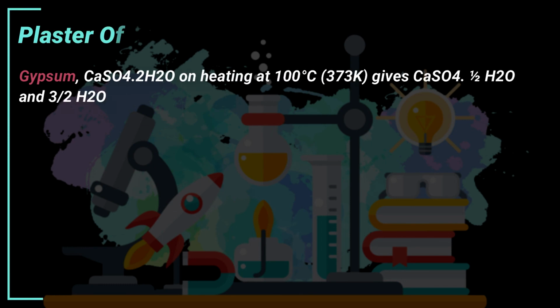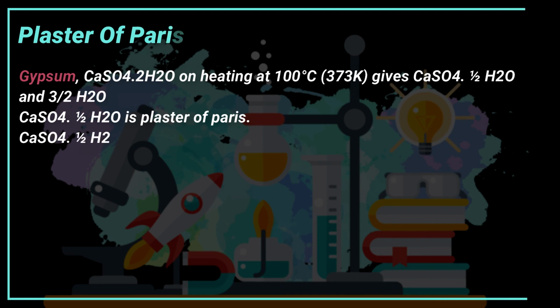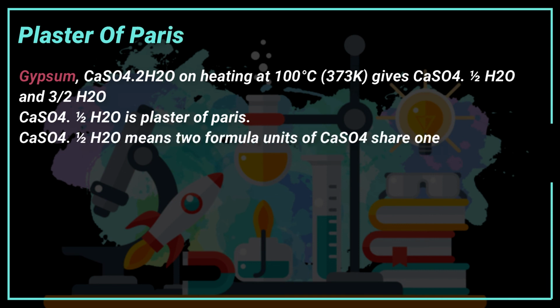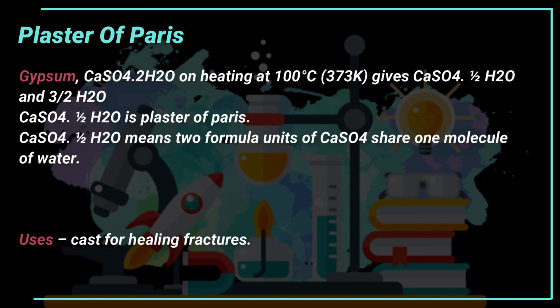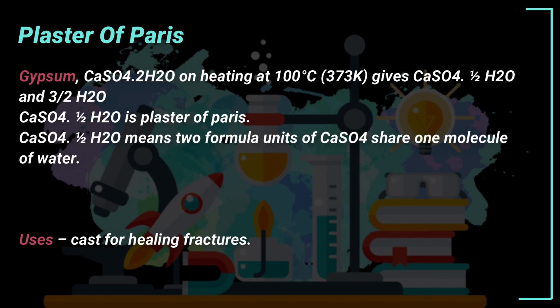Plaster of Paris. Gypsum, CaSO4.2H2O, on heating at 100 degrees Celsius, 373 Kelvin, gives CaSO4.1/2 H2O and 3/2 H2O. CaSO4.1/2 H2O is plaster of Paris. CaSO4.1/2 H2O means 2 formula units of CaSO4 share 1 molecule of water. Uses: cast for healing fractures.